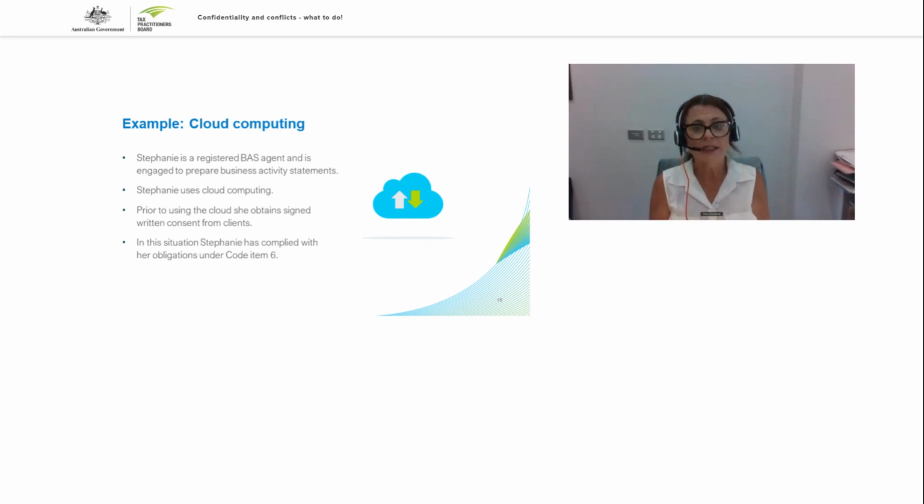In the TPB's view, tax practitioners need to consider a range of factors when you enter into these kinds of cloud arrangements. Here's an example to illustrate how we see the application of the code in the cloud environment. In this case, we've got Stephanie, who's a registered BAS agent, and she's engaged to prepare the business activity statements for a small business. Stephanie uses cloud computing software to store all her client information, data, and files, which are located on servers in Australia, but they are operated by a third-party foreign company. Prior to using the cloud software to store client information, data, and files, Stephanie obtains signed written consent from her client, authorising her to make the appropriate disclosures to the third-party foreign company.